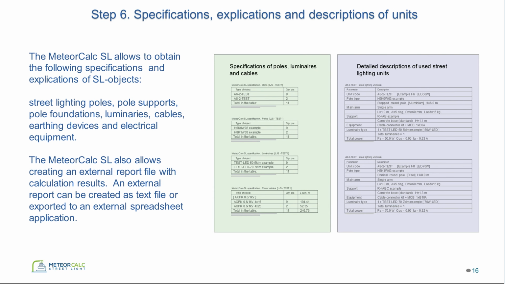Step 6. Generating specifications. With MeteorCalc, you can easily generate separate specifications of street lighting units, street lighting poles, pole foundations, luminaires, cables, and earthing devices. All specifications can be drawn in a tabular form in the DWG file or exported to an external spreadsheet.